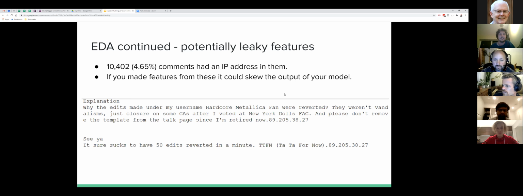Yeah, that's interesting, thanks. I also found that a bunch of them had usernames in them as well. There's this hardcore Metallica fan. So that's basically the same thing, that it's got identifying information in the comments.